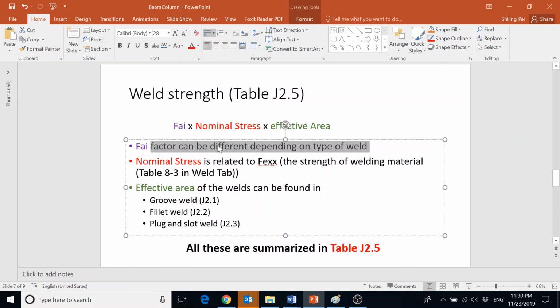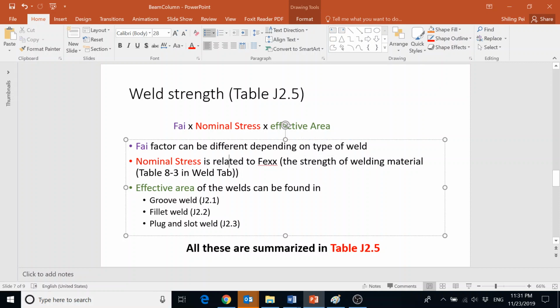Then the nominal strength is the strength of the weld material, typically related to the type of welding metal you use. All the welding metal, if you specify them, you specify this number, FEXX. That's the strength of welding material. And you can find them in the weld tab, which is part 8, table 8-3. So yeah, not that complicated. Basically, if you design a weld, you have to specify this. Okay. Then the contractor is going to buy a welding material that has your specified FEXX to do the welding.